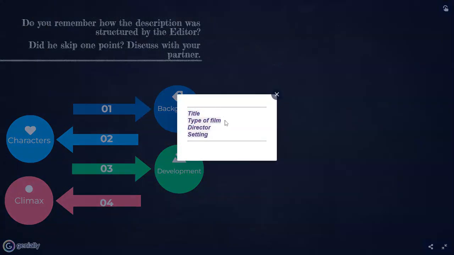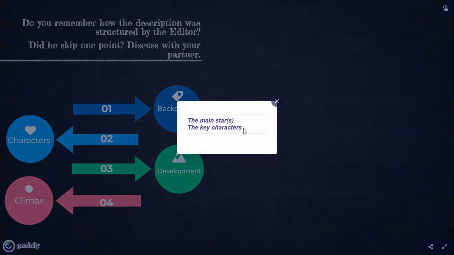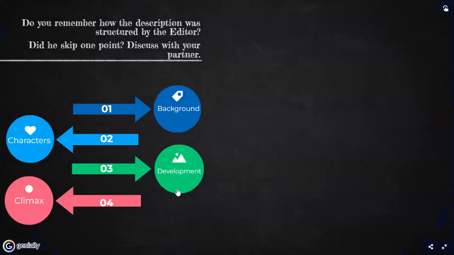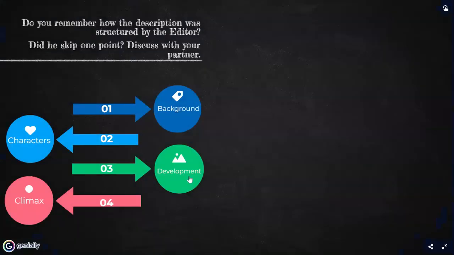He included the type of film, but he included the setting. In this part, I remember he talked about the key characters, but he never mentioned the actors, the stars. The same here with the development, the plot, how the story begins, what leads the characters to take action into the story. I don't remember him saying that, so make sure you encourage your students.